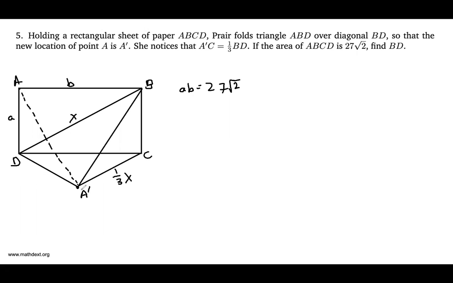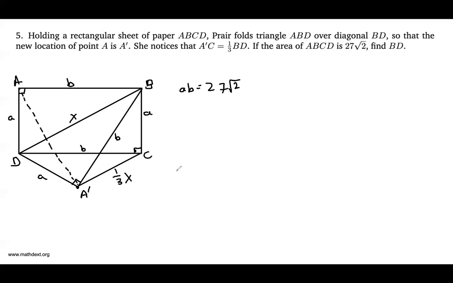So A prime D is going to have the exact same length as AD, namely a. A prime B is going to have length b. This angle over here, DA prime B, is going to be 90 degrees since this guy was 90 degrees. Finally, let me mark BC with little a as well and CD with little b as well. And I'll mark this angle 90 degrees as well since it's a rectangle.